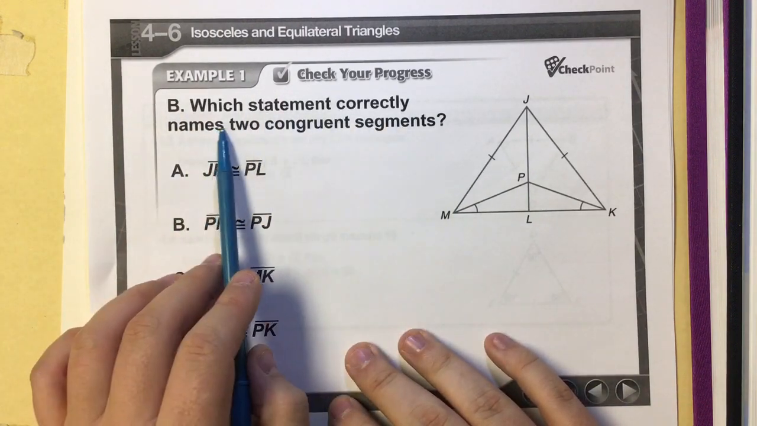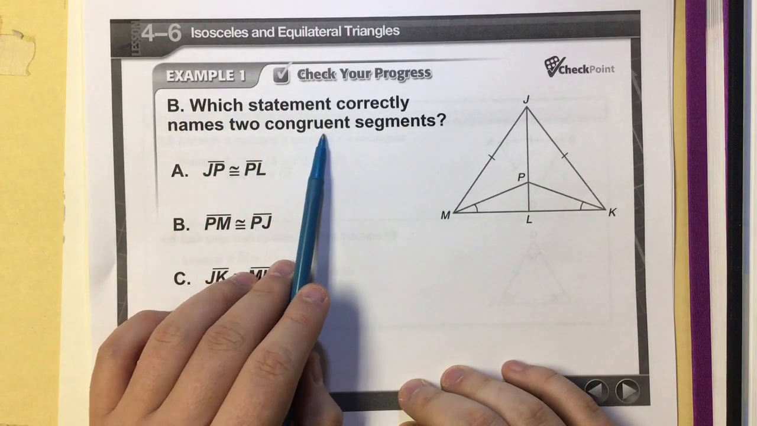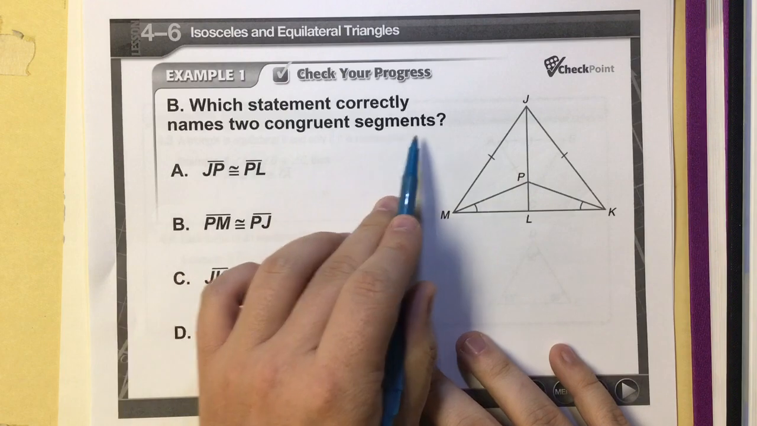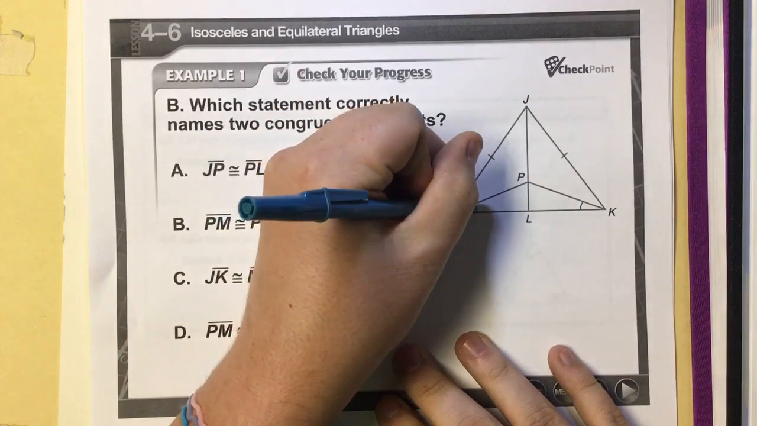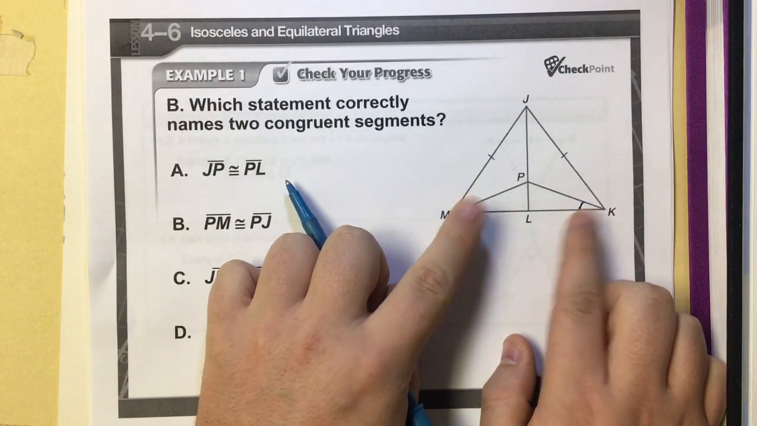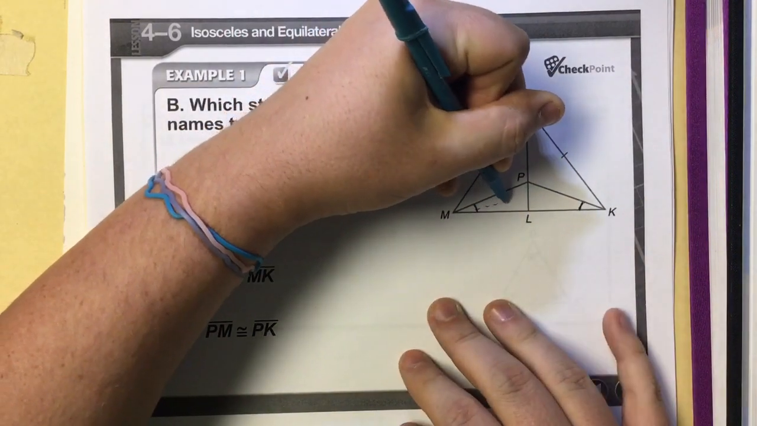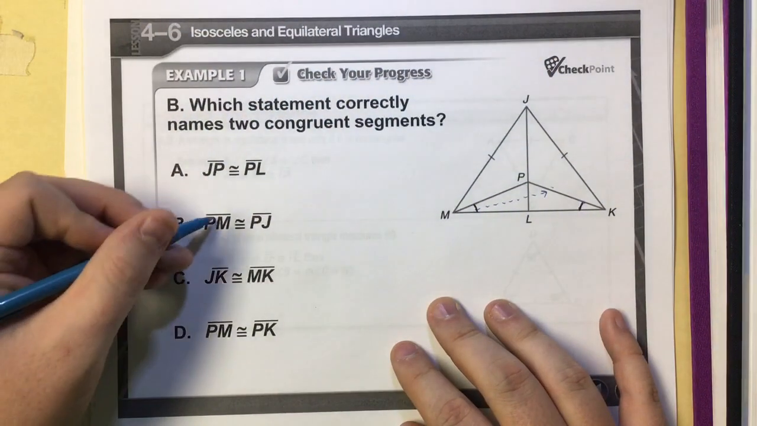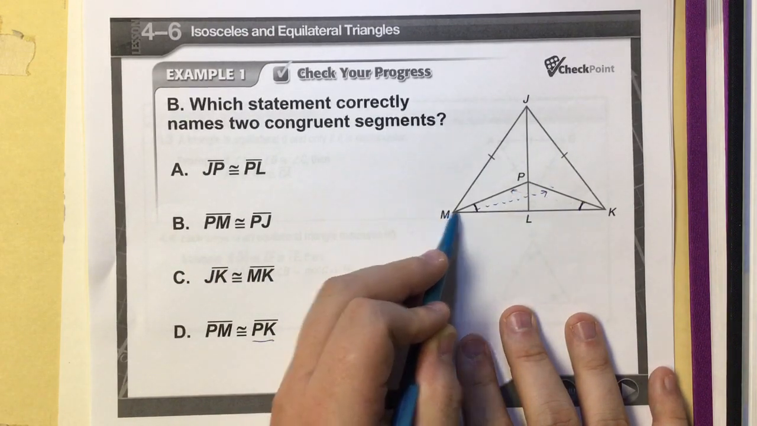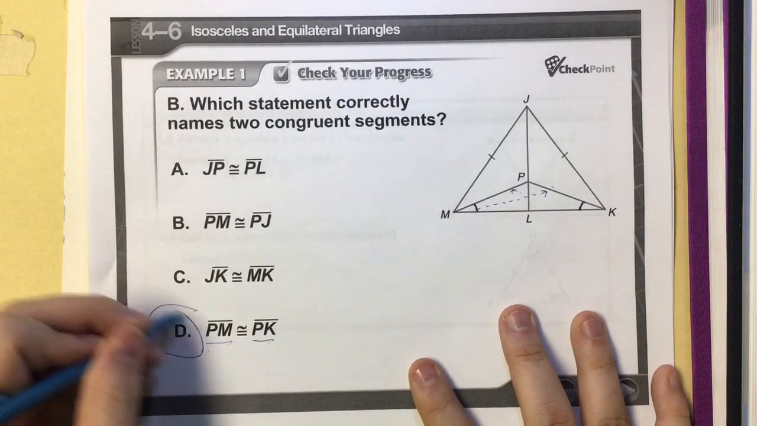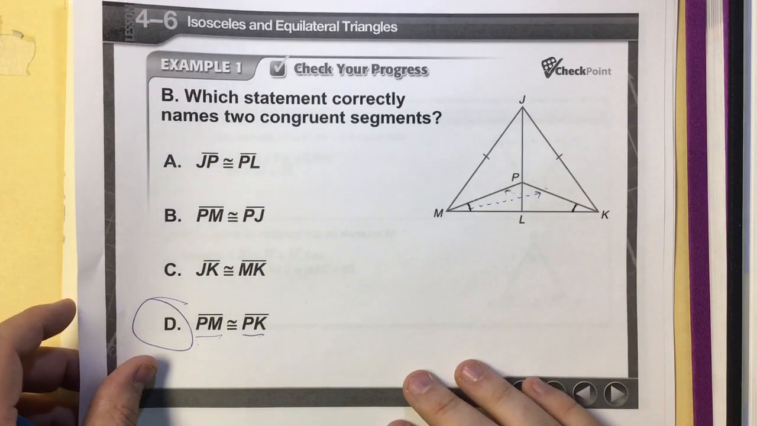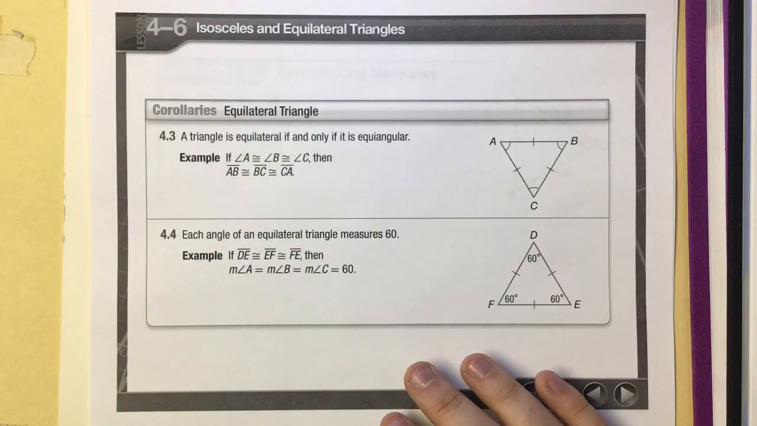This one says which statement correctly names 2 congruent segments. To find congruent segments using our isosceles triangle theorem and its converse, we need to find congruent angles. Here's an angle and here's an angle that are marked as congruent to each other. These 2 right here. So let's find the sides opposite of them. As far away from M as I can get is PK. PK is right here. And as far away from K as I can get is PM. PK congruent to PM. Very good. Because they are the sides opposite of those angles that were marked as congruent, they have to be congruent.